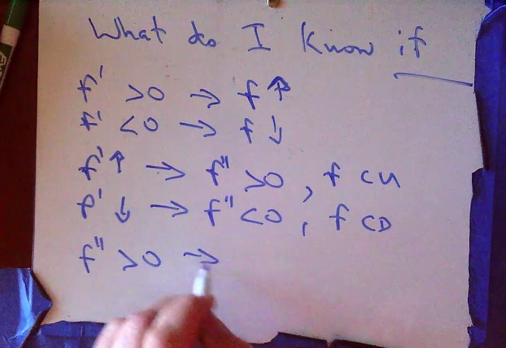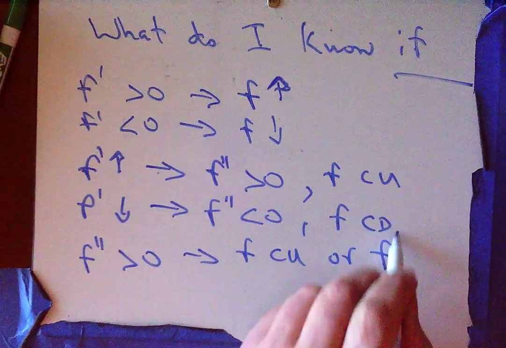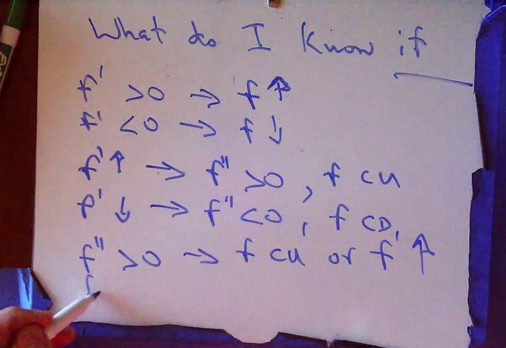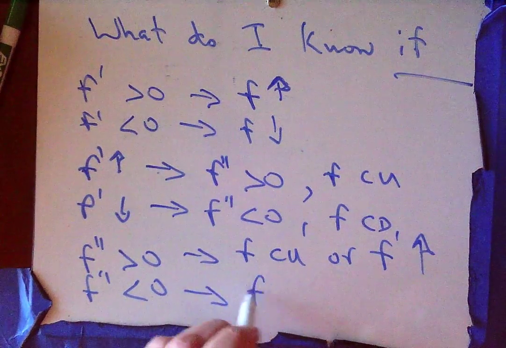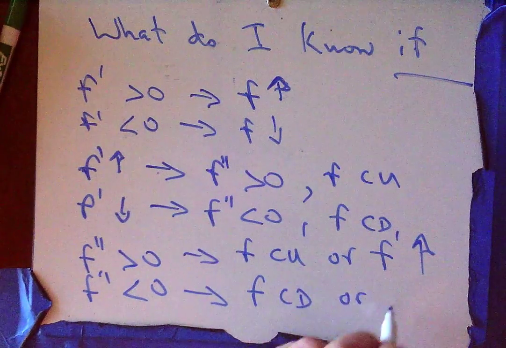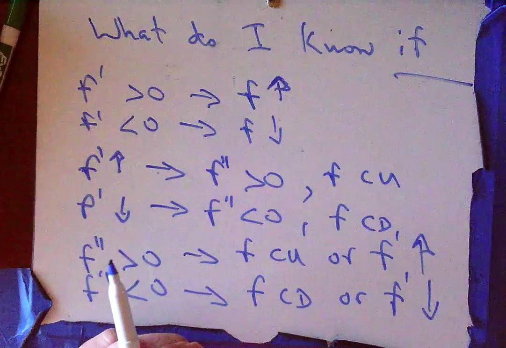All right? And finally, hey, what do we know if f double prime is greater than 0? Well, that means that f is concave up, or f prime is increasing. And likewise, if f double prime is less than 0, we know that f is concave down, or that f prime is decreasing. And that's it for today.